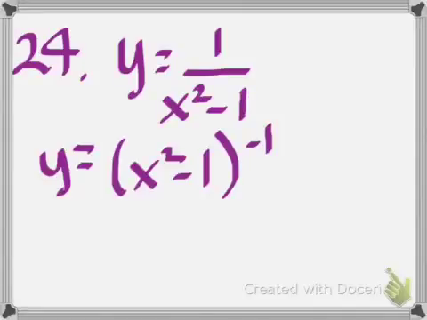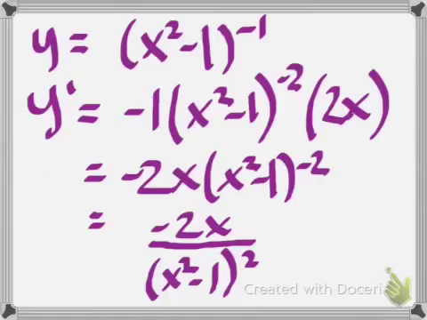In number 24, we are going to solve for the extreme values of the function y equals 1 over x squared minus 1. This can be rewritten as x squared minus 1 to the power of negative 1. First, we will take the derivative. So we pull the negative 1 into the front, leave the original function, and then lower the power by 1, making it negative 2. We will then tack on our chain piece, which is 2x.